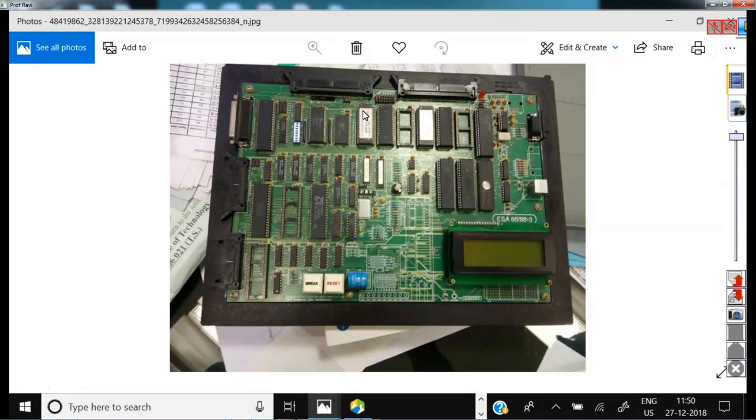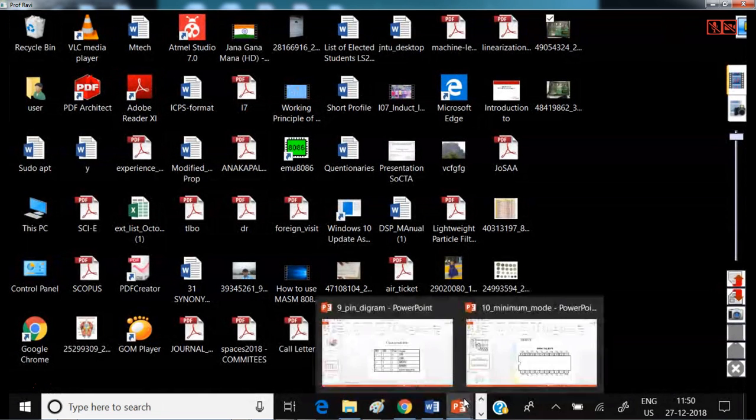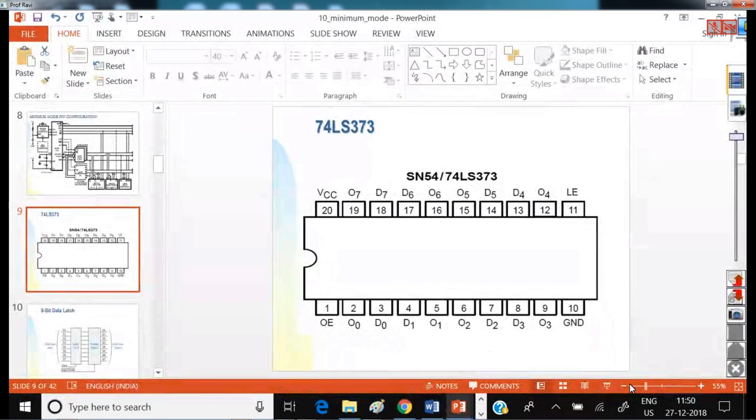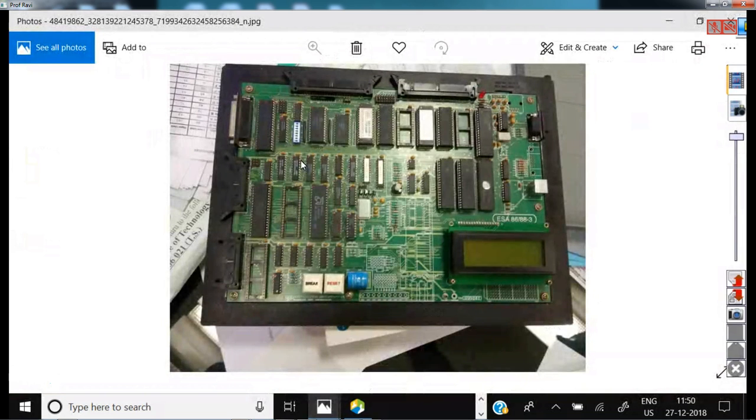So you need to connect two ROMs, that means two EEPROMs, and then you need to connect two RAM slots. You just check it out in your lab. So here two RAMs and two EEPROMs you need to connect. And nearby you can find 74LS373 latches. Identify here 74LS373. That means you need 3 latches to demultiplex the address and data bus.